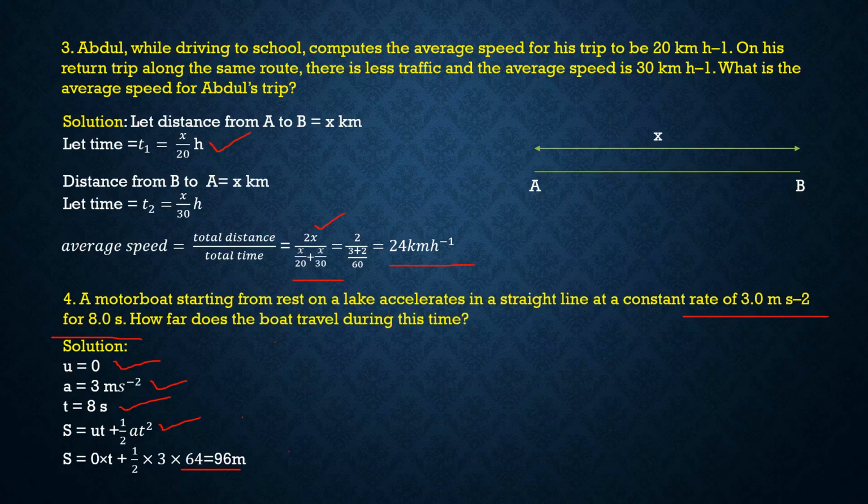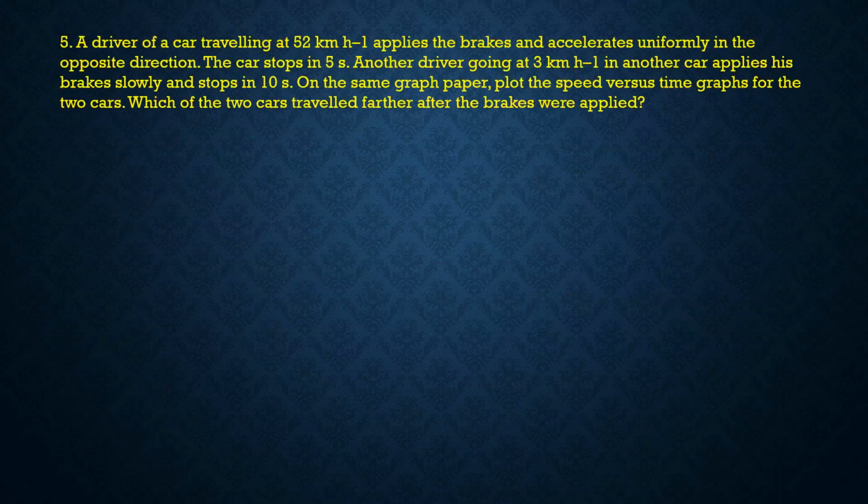Now next is, a driver of a car traveling at 52 km per hour applies the brake and accelerates uniformly in the opposite direction. The car stops in 5 seconds. So initial speed is 52 km per hour and final speed is 0, because the car stops in 5 seconds. Another driver going at 3 km per hour speed applies the brake slowly and stops in 10 seconds. On the same graph paper, plot the speed versus time graph for the two cars. Which of the two cars travels farther after the brakes were applied?